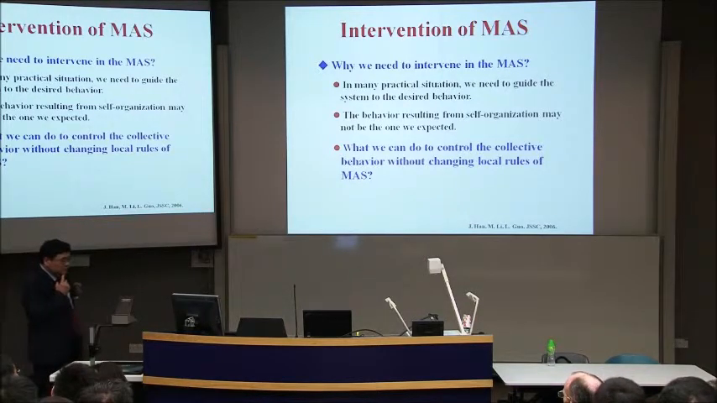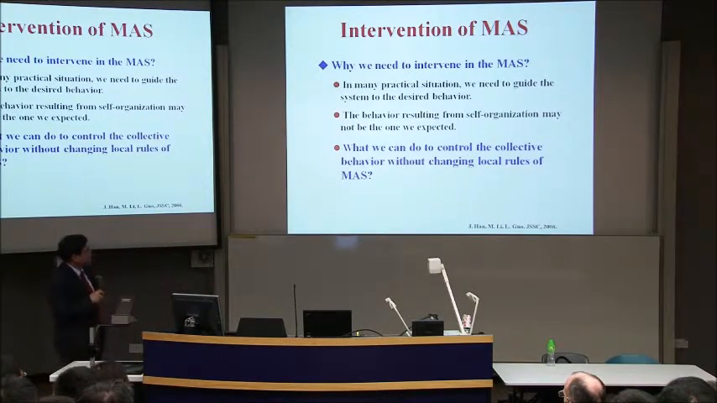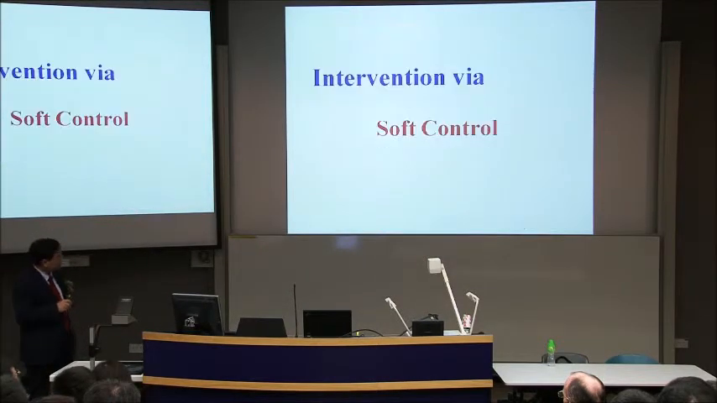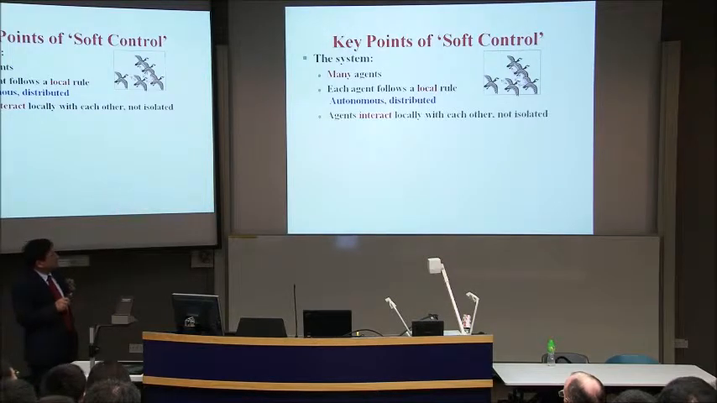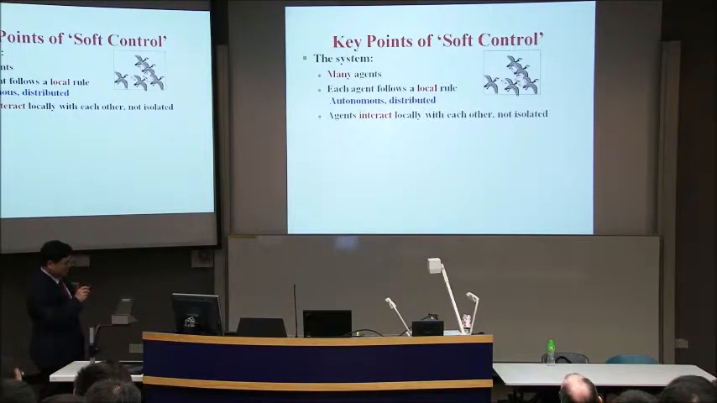That problem is different from the traditional control problem, because we say without changing the local rules of the existing agents. We call this soft control. Let's illustrate this idea using a very simple case. So the system may have many agents.